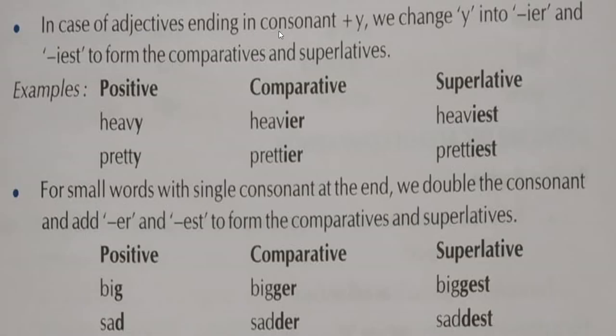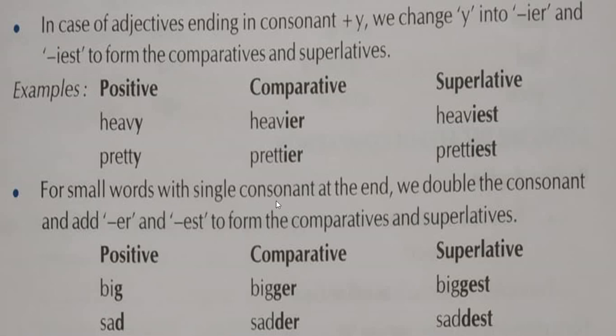In case of adjectives ending in consonant y, that, students, you have already done in plural while making singular to plural. When y is there, what do we do? We put i. Y is changed into i. Here also the same thing happens. We change y into ier and iest to form the comparatives and superlatives. So look here, heavy becomes heavier, y changes into i. Heavier and heaviest. Pretty, prettier, prettiest.